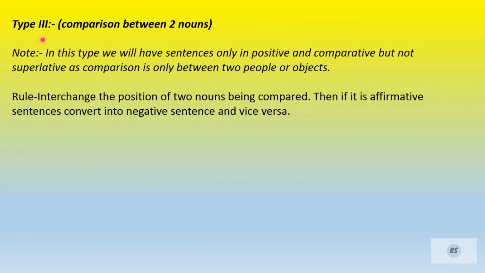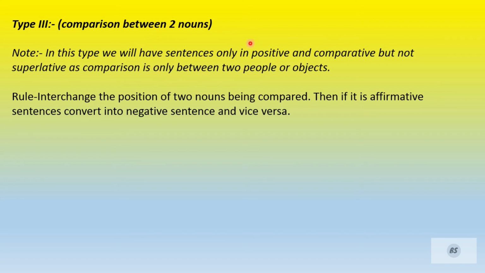Now what is in type 3? Comparison is between two nouns. In this type we will have sentences only in positive and comparative, but not superlative, as comparison is done only between two people. I told you, when comparison is done in a group, then it is type 1 or type 2.